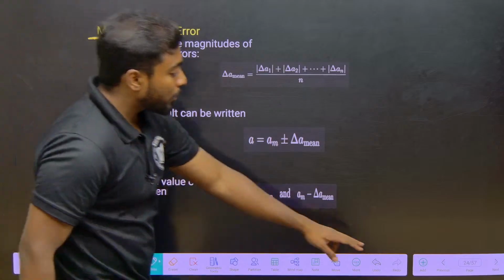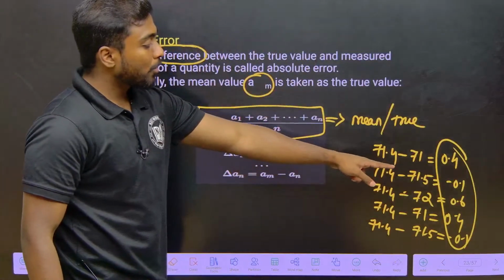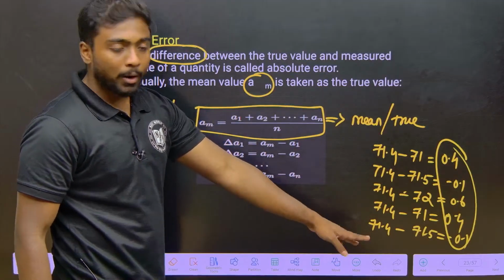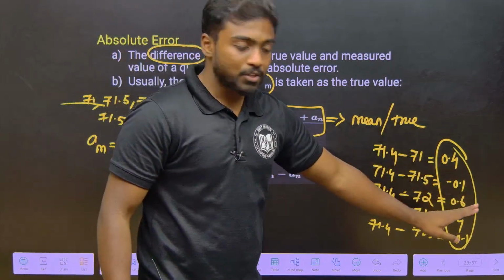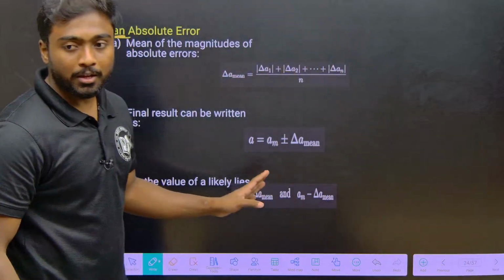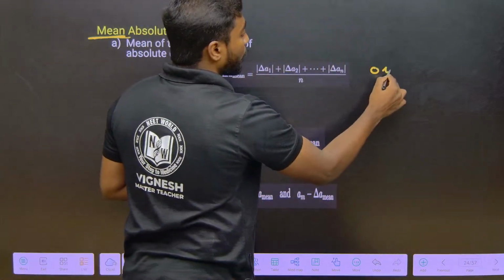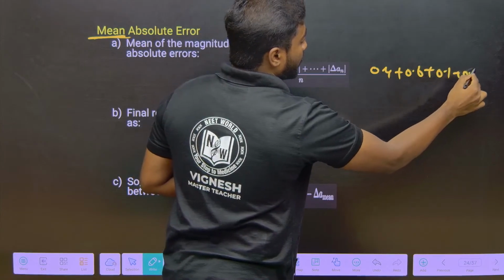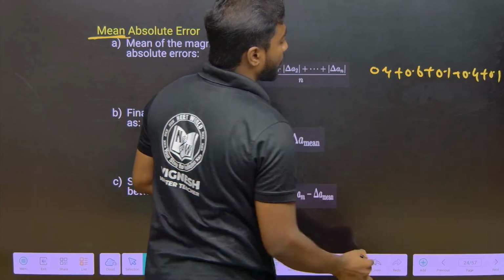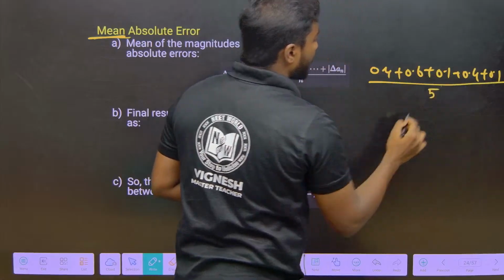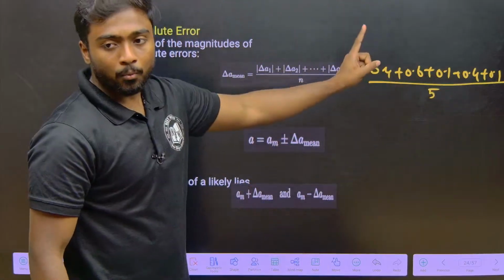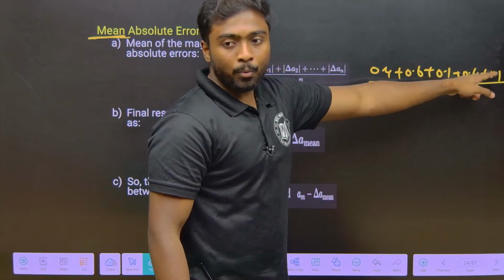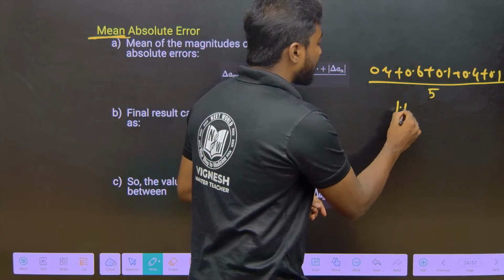Now what are the numbers we got? 0.4, 0.1, 0.6, 0.4, 0.1. Whatever it is, negative or positive, consider everything as positive only. So 0.4, 0.6, 0.1, 0.4, 0.1, divide by 5. 0.4 plus 0.6 is 1, then 1.1, 1.5, 1.6. So 1.6 divided by 5.